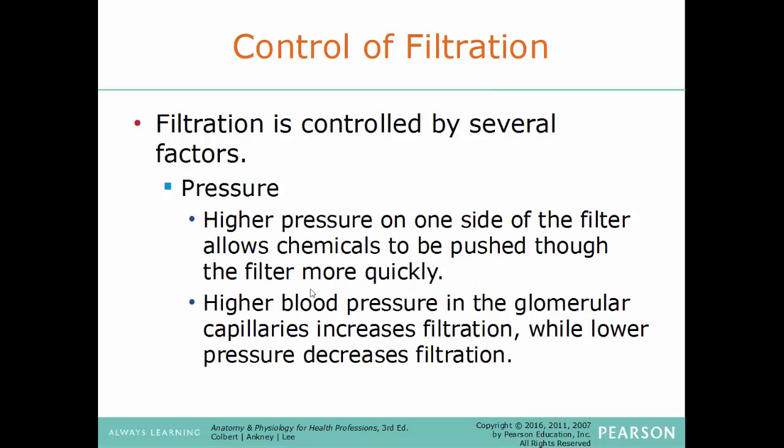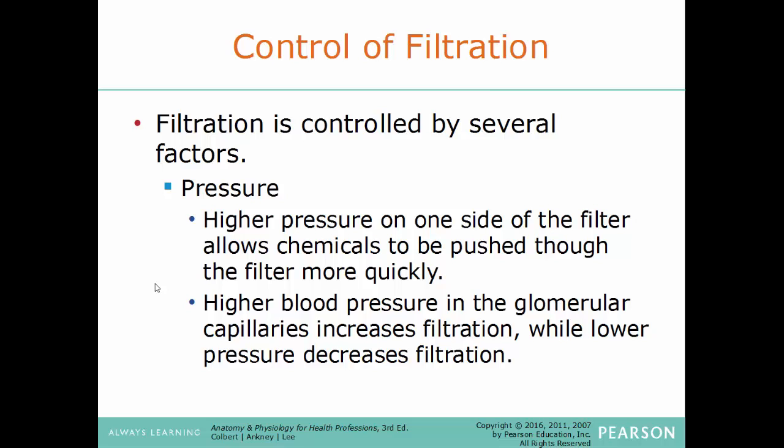Another factor that controls filtration is pressure. There's a higher pressure on one side of the filter that allows chemicals to be pushed through the filter more quickly. And that's because the size of the efferent arteriole is smaller than that of the afferent arteriole. A good analogy to think about this is turning on a garden hose and then putting your thumb over the edge of the hose. When you do that, the water comes out faster.